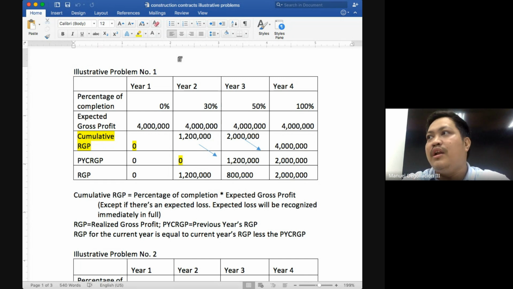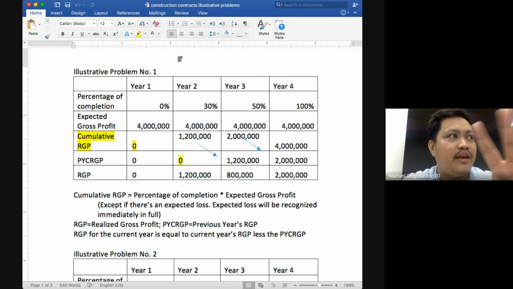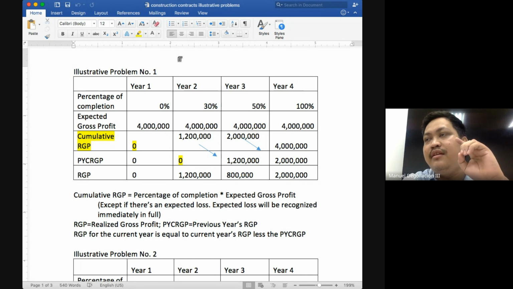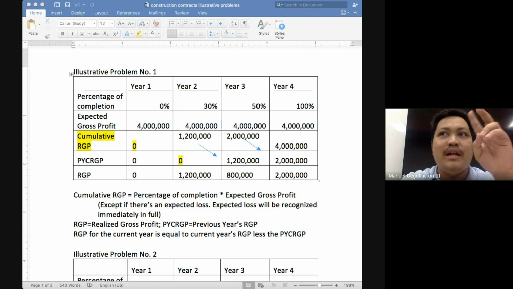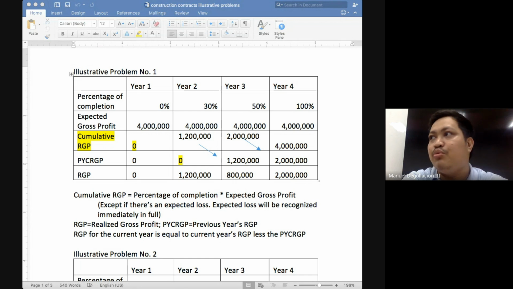And that is not the commonly asked question. It is even rarely asked. The most commonly asked question for this topic is, how much is your RGP for the year? How much is the RGP for year 1? How much is the RGP for year 2? Again, to answer these questions, we just need two things, the percentage of completion and the expected gross profit. But my concern now is, you might think that I have oversimplified it, that once you have these two, all you have to do is to multiply them to get your RGP. That's not yet the answer.